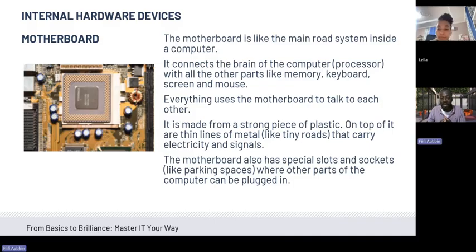So the motherboard is like the main root system inside a computer. And it connects the brain of the computer, which is our processor or central processing unit. Sometimes people confuse the CPU with the system unit. The system unit is the case, which houses the internal components of the computer system. But in some books, you will see them referring to the system unit as a CPU, which is wrong. CPU is just that rectangular device that connects on the motherboard.